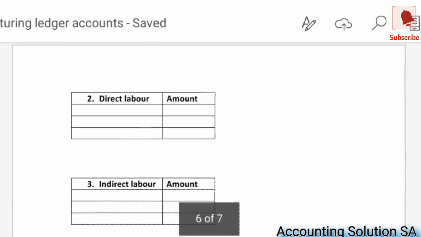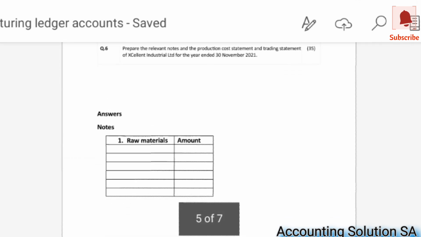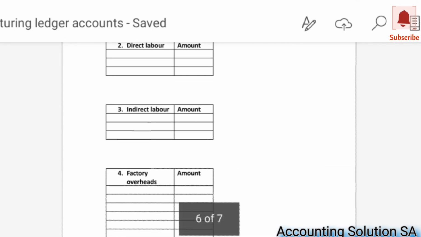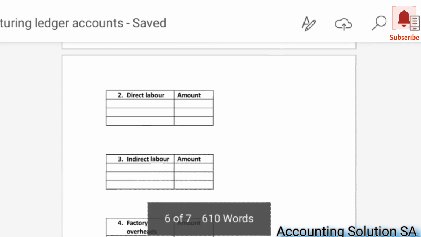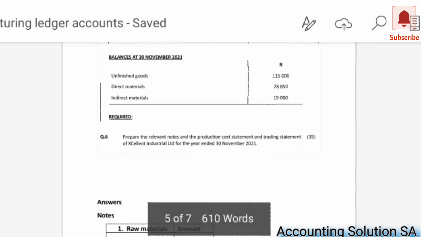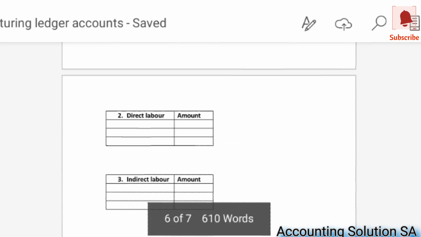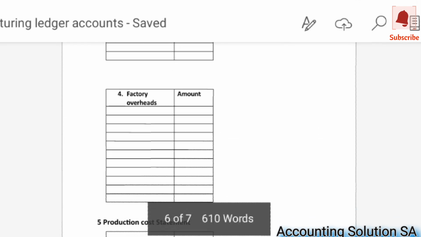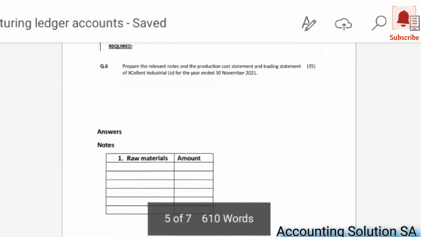A note, this is how the format will look. We don't have a debit side, we don't have a credit side. You must do something like this. Okay? Very simple. Don't panic. So, now let's check our information. The first note that you are going to do is for raw material. And the second one, direct labor, indirect labor, factory overheads, and the last one is the production cost statement.